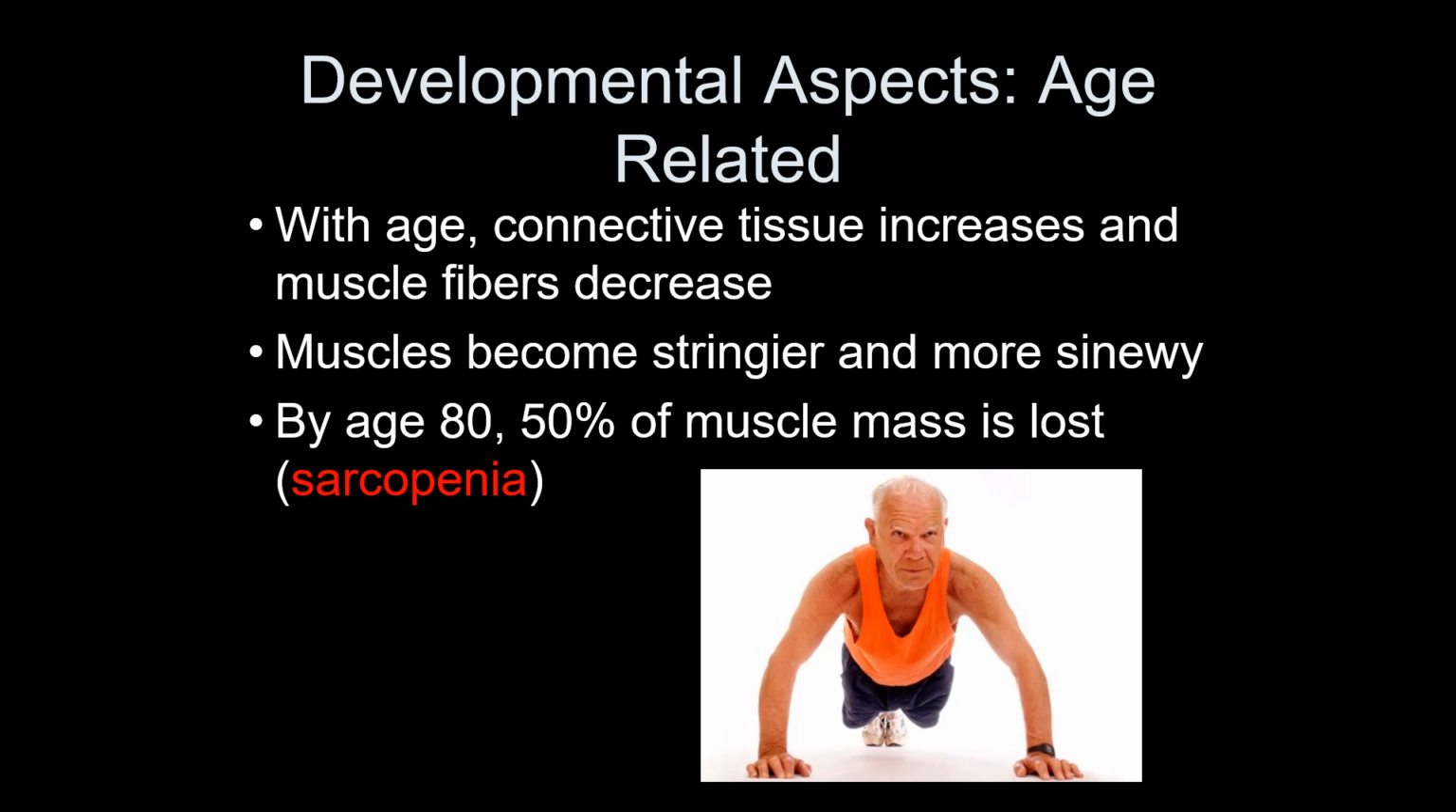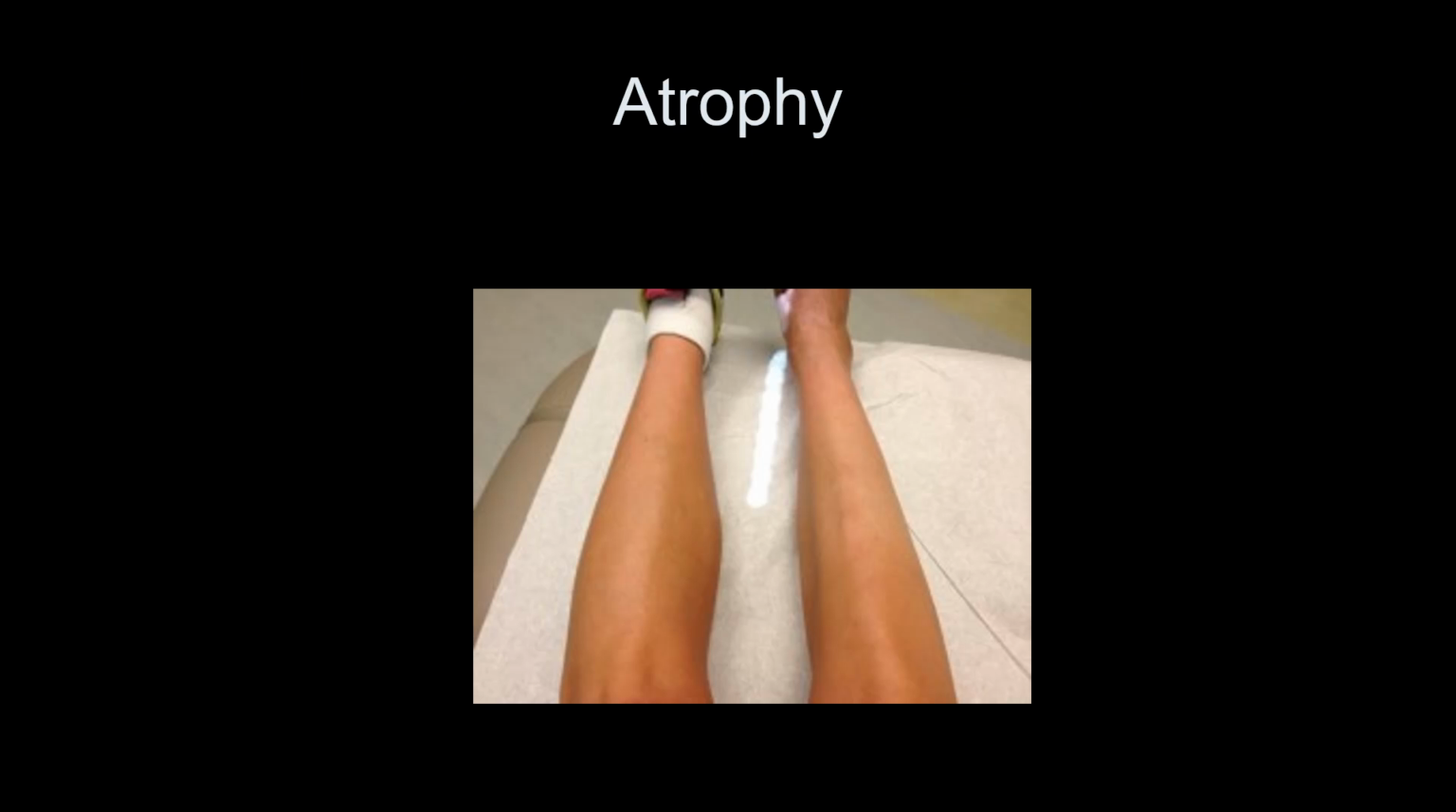Sarcopenia is age-related loss of muscle mass. If you work out, you can slow that process or even stop it, but if you don't work out, you will get weaker over time. Atrophy is something that we had talked about earlier. So this is what I was talking about. This person had a cast on their right leg, and notice they've lost a lot of muscle mass on that side.